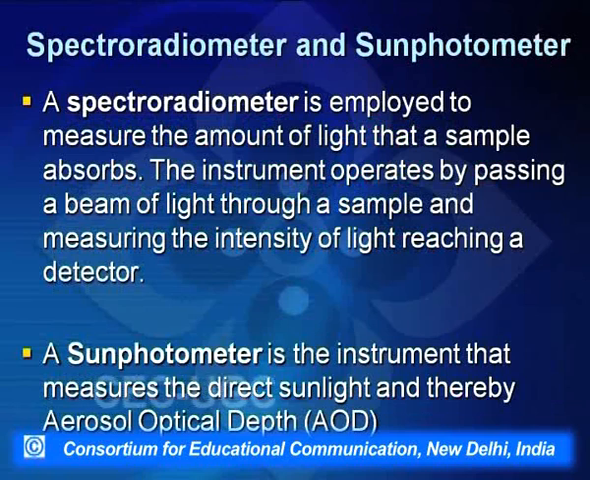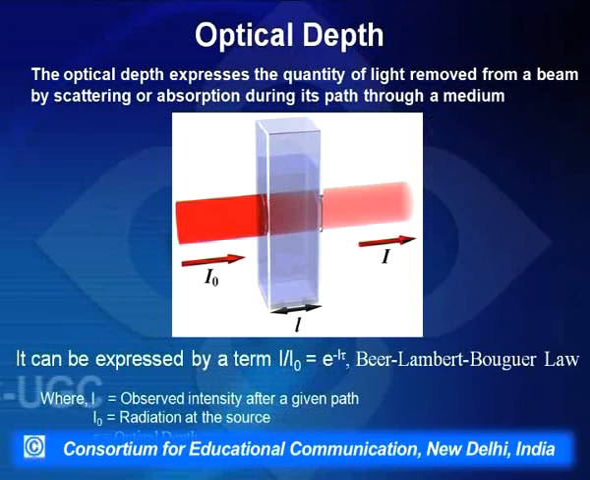Now, coming back to the AOD, AOD can be measured or estimated by two different instruments. They are the spectroradiometer and the sun photometer. A spectroradiometer measures the amount of light that a sample absorbs, and the instrument operates by passing a beam of light through a sample and measuring the intensity of light which reaches the detector. And a sun photometer is an instrument which measures the direct sunlight and thereby aerosol optical depth. That is the topic of today's lecture.